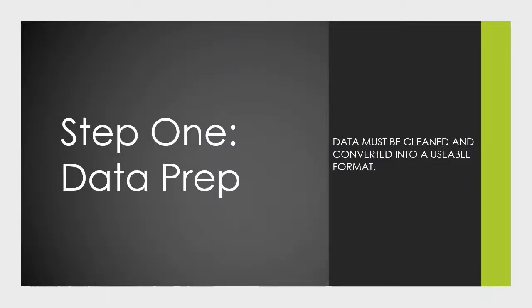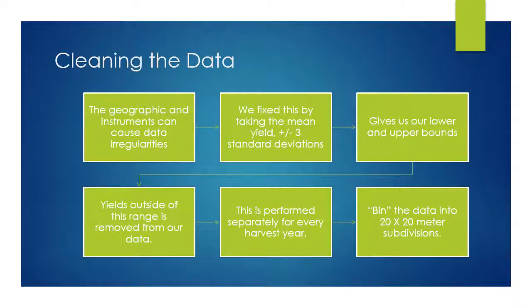The first stage of the data pipeline is to clean and prep this data. Due to instrument inaccuracies, terrain irregularities, as well as hiccups in the crop flow through the combine, there are errors in the data. Our solution to this problem was to define an upper and lower bound on the yield and throw out all data points with yield outside of these bounds. We chose the lower and upper bounds to be the mean plus or minus 3 standard deviations.